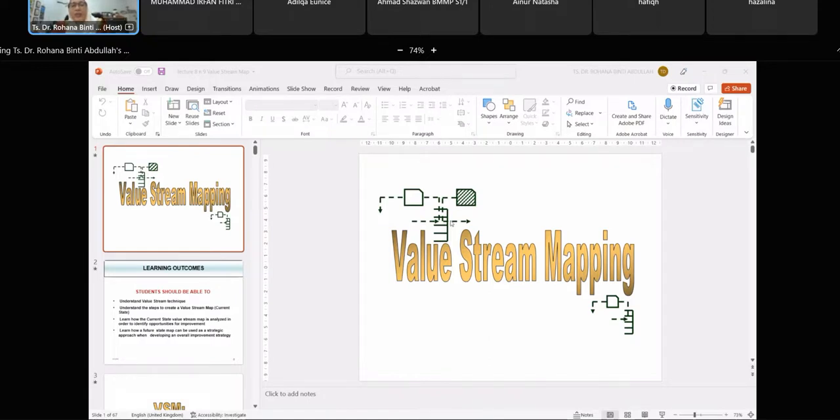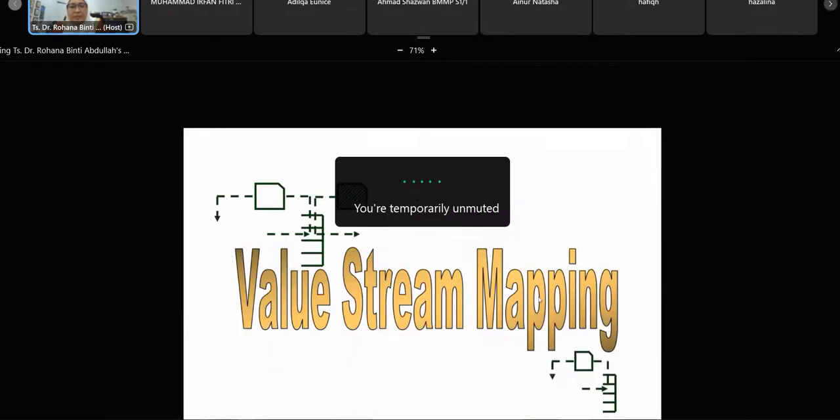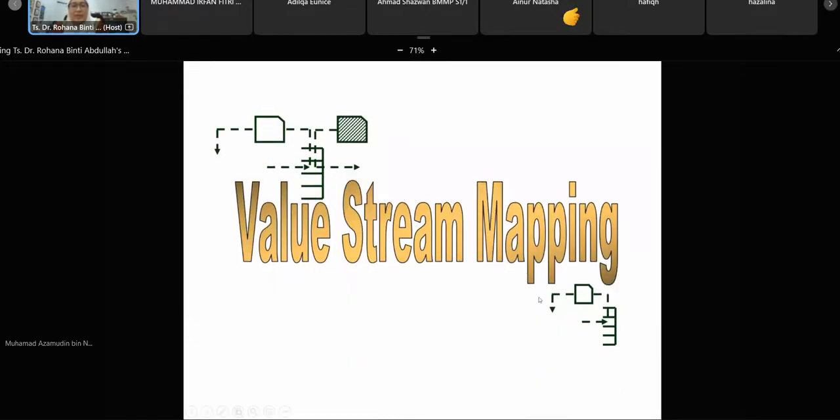Okay, so we start. Alright, the topic today is value stream mapping. We are going to cover two areas of value stream mapping, which is current state and future state. So it's a bit of an introduction. Can you see the slide I am sharing? Can you see the value stream mapping slide? Okay.